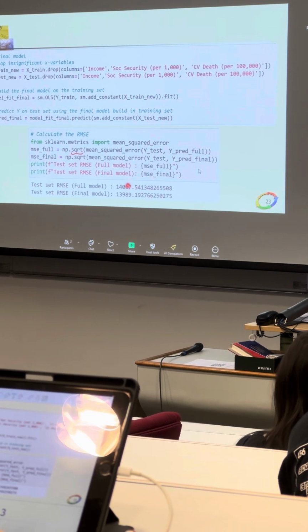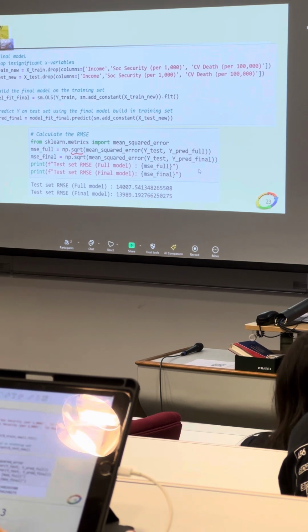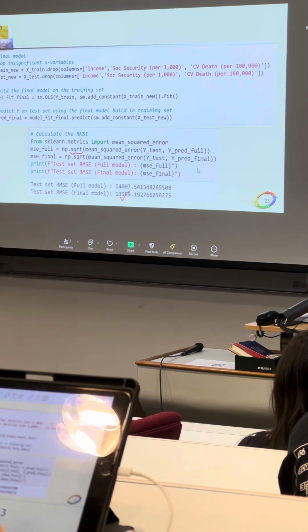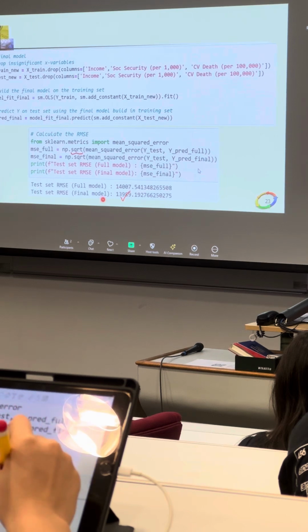Now, let's compare the result here. What you can see is that the root mean square error for the final model is smaller than the root mean square error for the full model. So the final model will have a better prediction accuracy because it has a smaller root mean square error.